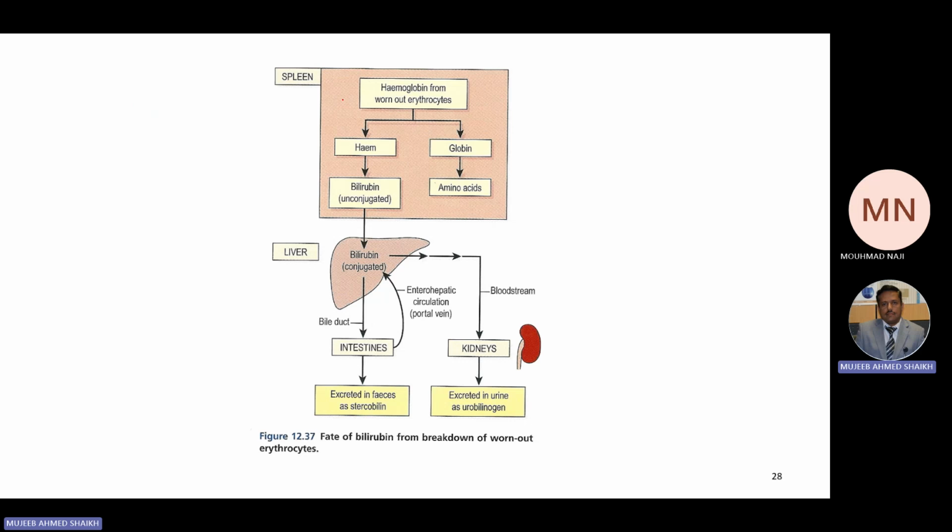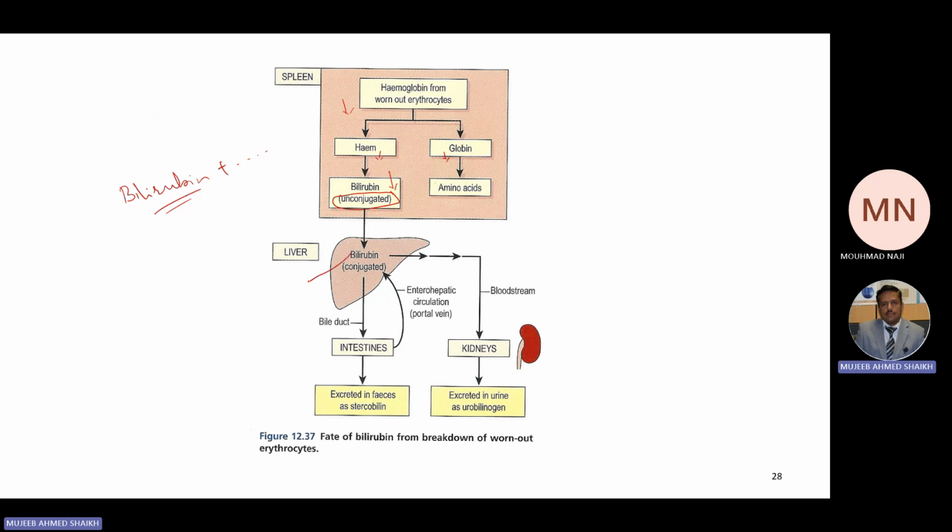Hemoglobin from the worn out cells or ruptured RBCs will come out as heme and globin. Hemoglobin will be converted into heme plus globin, and will lead to formation of bilirubin, which is unconjugated. Free bilirubin, you can say. Bilirubin is free without any attachment here. This is called unconjugated bilirubin.